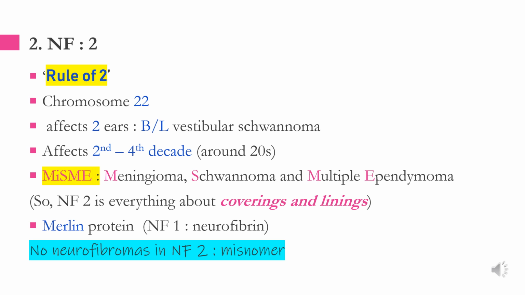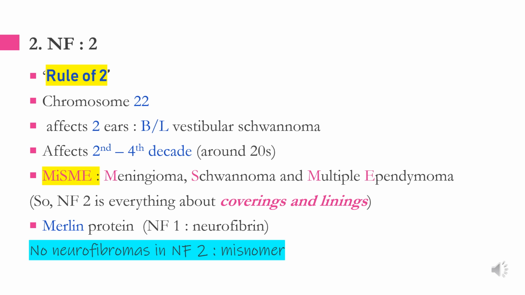Second thing is you have to remember Miss Me. It is a mnemonic for remembering the findings in case of NF2. M for meningioma, S for schwannoma, and ME for multiple ependymoma. So Miss Me is for meningioma, schwannoma, and multiple ependymoma. And you can also remember ME of Miss Me is for Merlin protein. So NF2 is associated with Merlin protein, and NF1 was associated with neurofibrin.